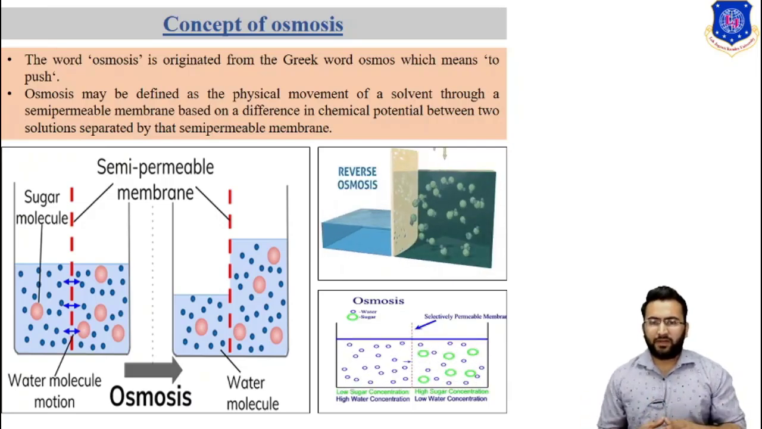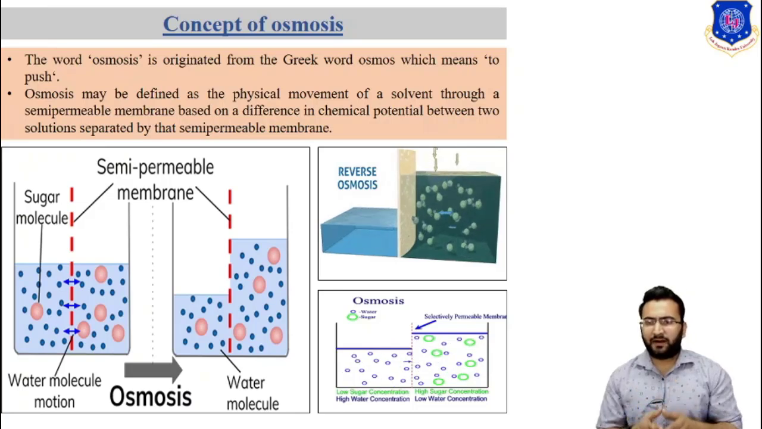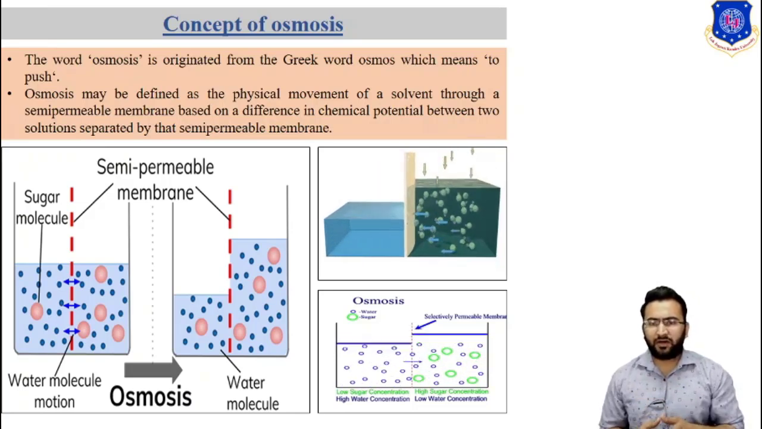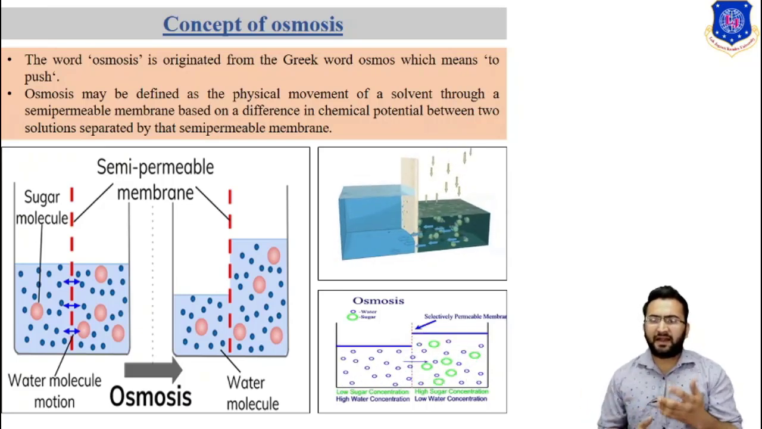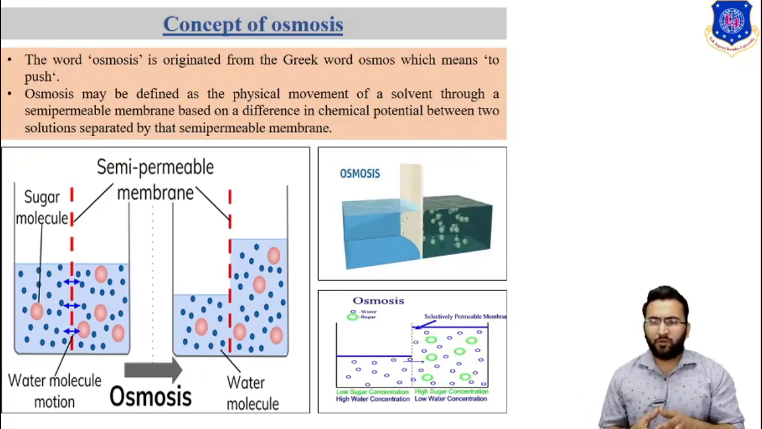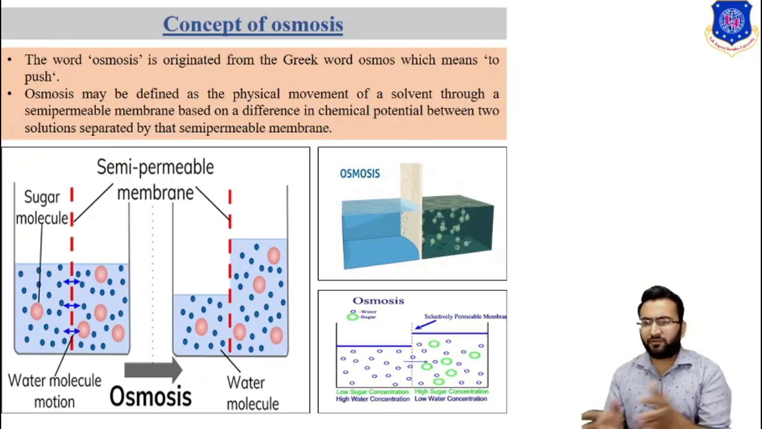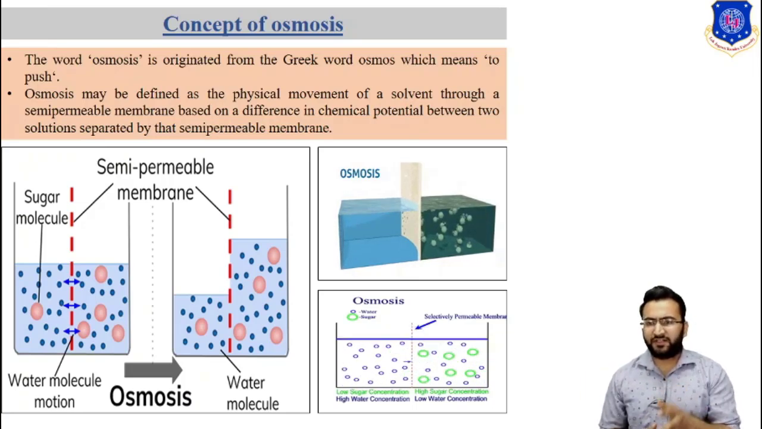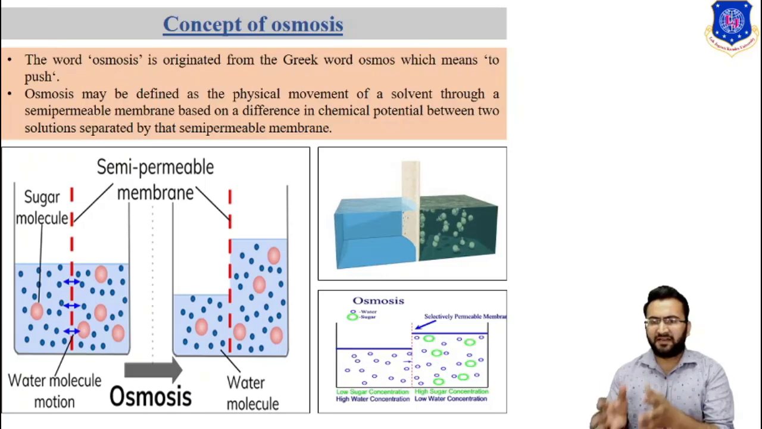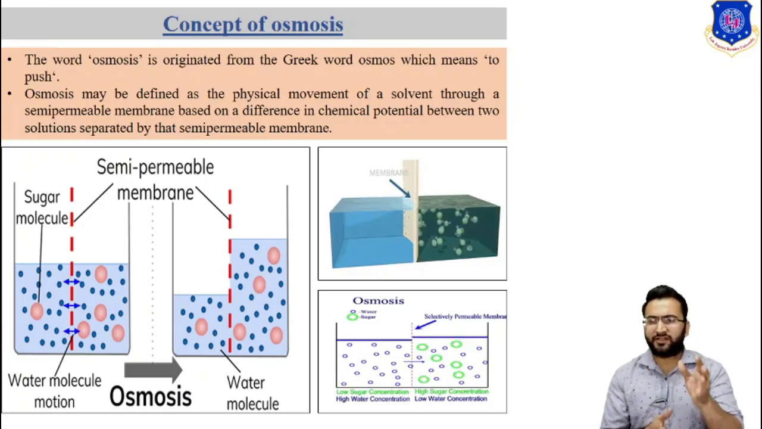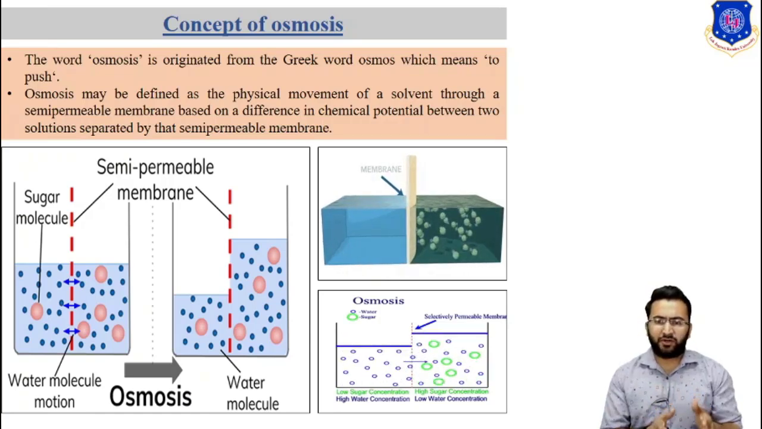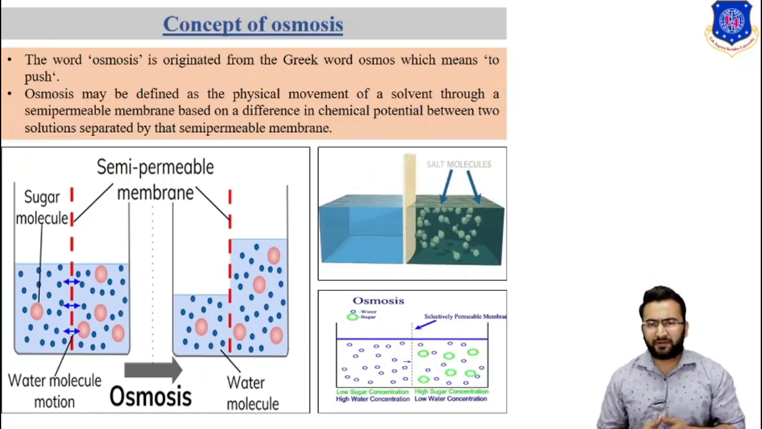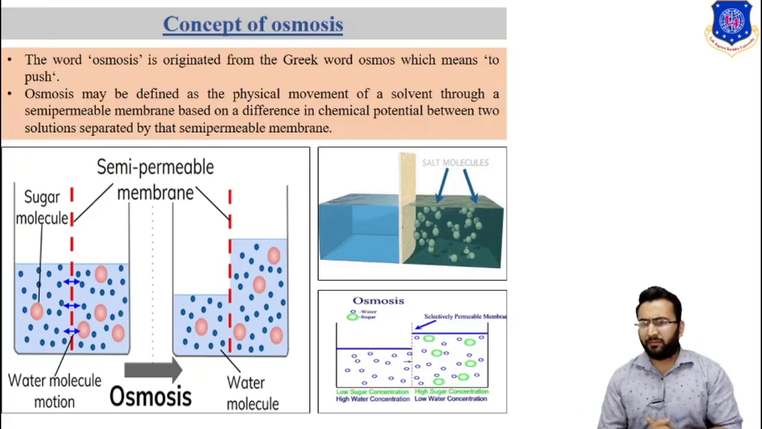On the other hand, if we add salt to a plant, the plant wilts because the salt concentration outside of the cell becomes higher than inside, and then water moves across the membrane from inside to outside. Osmosis may be defined as the physical movement of a solvent through a semi-permeable membrane based on a difference in chemical potential between two solutions separated by that semi-permeable membrane.